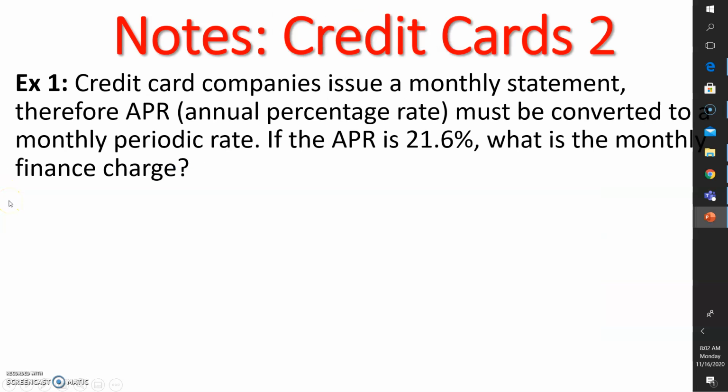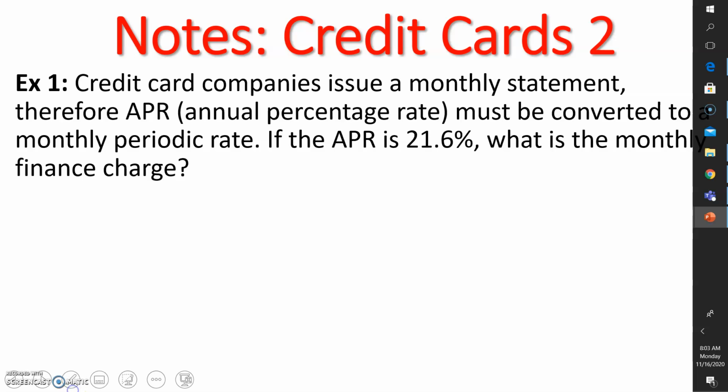All right. So the focus of this lesson is credit cards and understanding how your monthly payment is determined. Example 1: credit card companies issue a monthly statement, therefore APR, annual percentage rate, must be converted to a monthly periodic rate. If the APR is 21.6%, what would your monthly finance charge be?